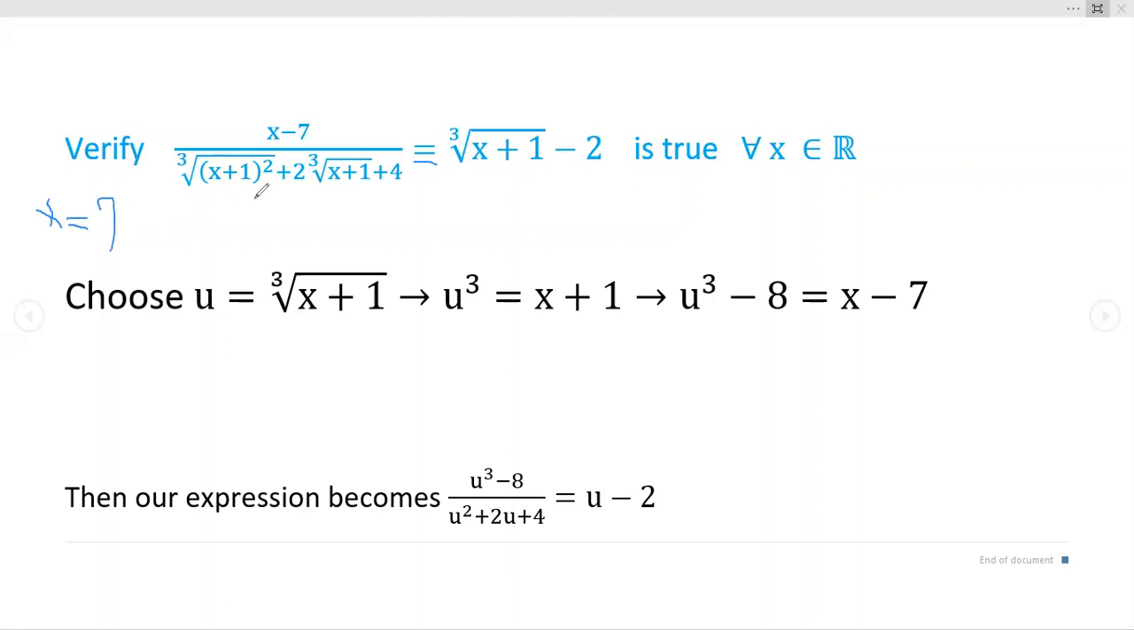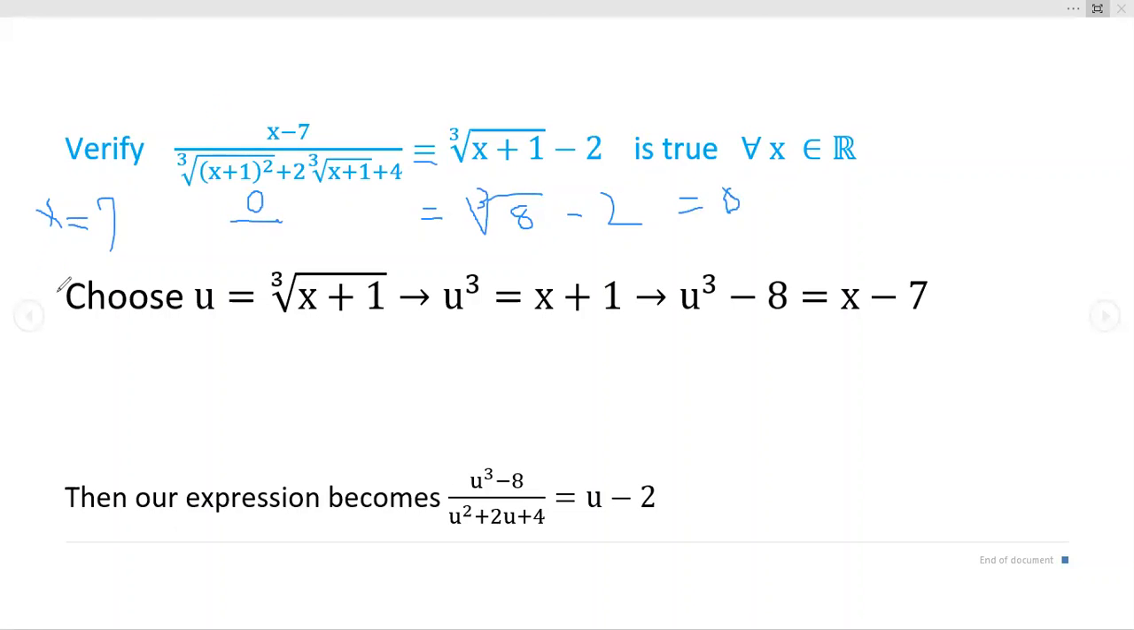you're clearly going to get 0 right here, right? Over something that's non-zero, notice. And then if you put 7 right here, it certainly gives you the cubed root of 8. So you've got the cubed root of 8 minus 2, and the cubed root of 8 is certainly 2. So this is equal to 0. And also, it doesn't take much work to see. So we verified it for an easy number, 7.